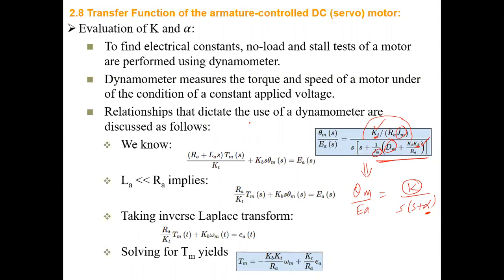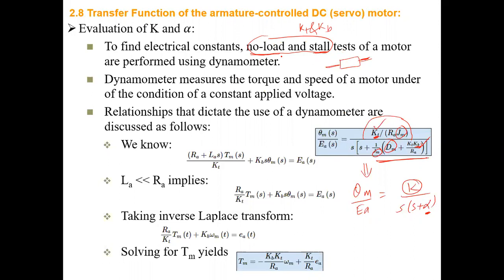So to figure out KT and KB, which are electrical constants, we can do the testing of the motor, okay? Suppose you are given a motor. Then you can do the test. There are two kinds of tests: one is the stall test, the other one is the no load test. So you have to do two tests to figure out this KT and KB.